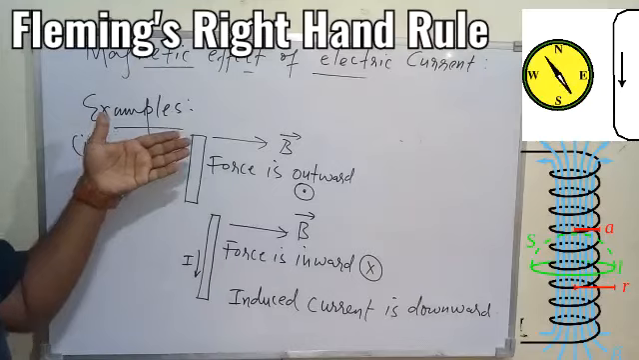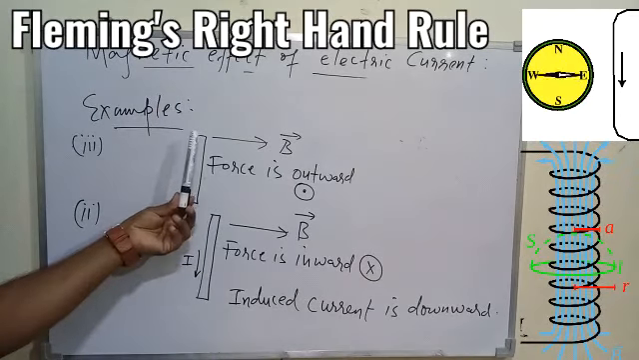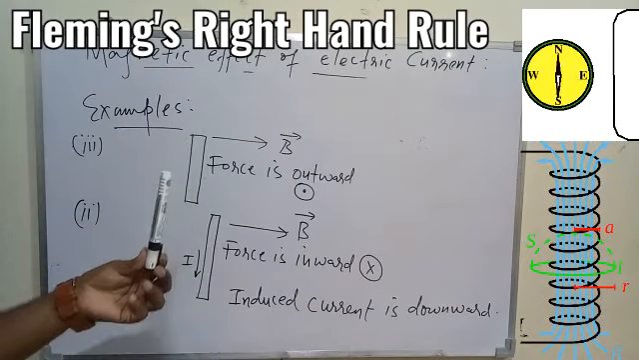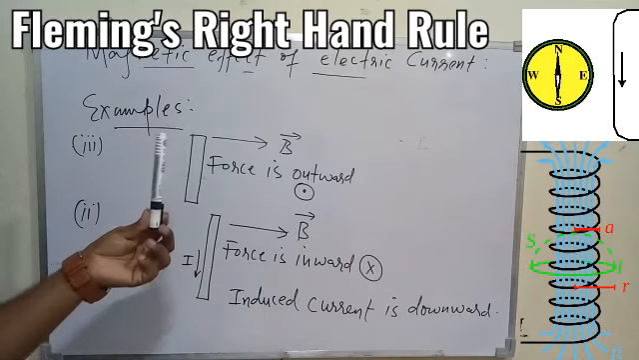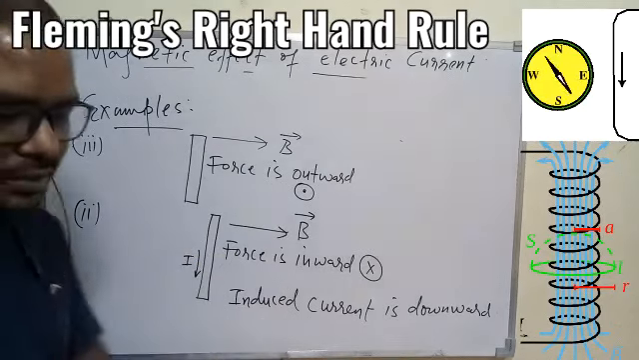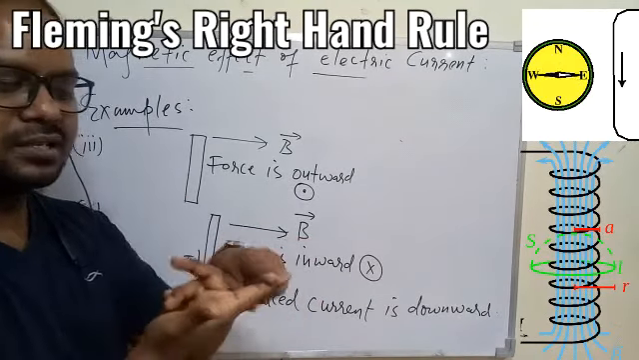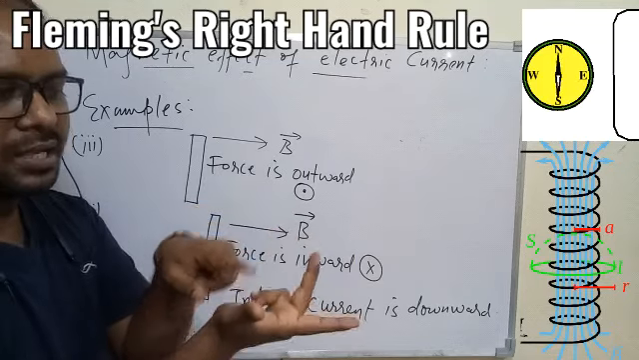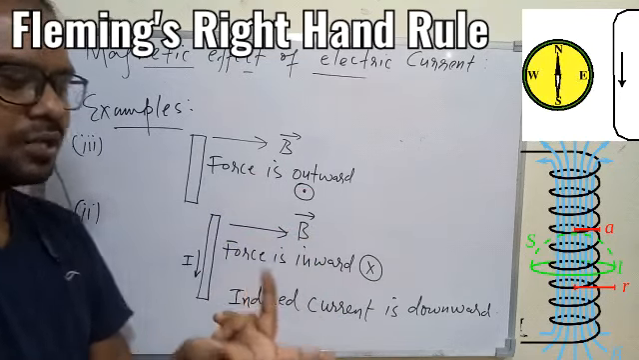So let the conductor be this way, which is a part of the coil, and this conductor is coming towards you. Because I am giving the force outward, and the magnetic field is this, find out in which direction the center finger will come. We need to adjust the forefinger and thumb in this case. The center finger will automatically come in a direction, and that will be the direction of induced current.